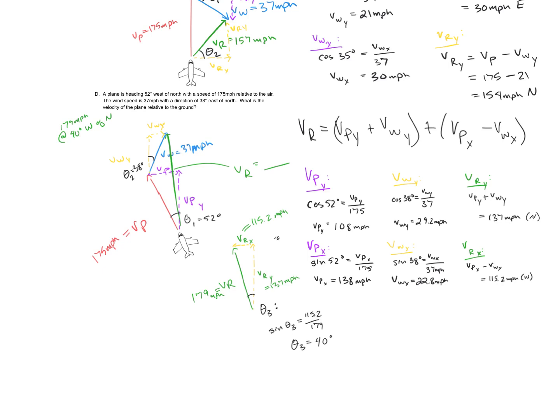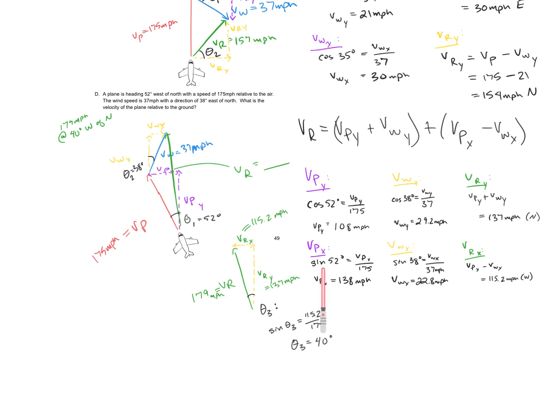To solve for each component, we use the angle that's given at the beginning. I'm looking at this vector with the red hypotenuse and the two purple lines. The red vector is the velocity of the plane. We can determine the velocity of the plane in the y direction by using the cosine. This angle right here is 52 degrees. So the cosine of 52 degrees is the velocity of the plane in the y direction divided by the hypotenuse, divided by 175. So that's 108 miles an hour.